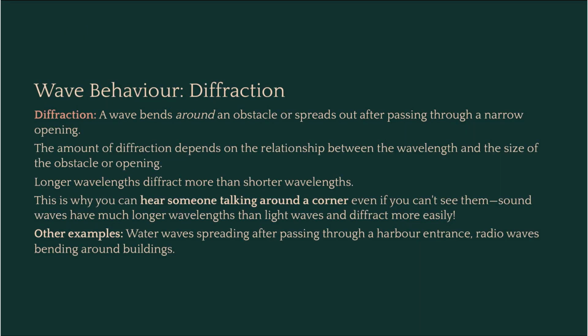Finally, diffraction is a wave's ability to bend around a corner or spread out. This is why you can hear your parents talking in the kitchen even if you're in the living room. The sound waves, which have a long wavelength, can easily bend and spread around the doorway. Light waves have a tiny, tiny wavelength, so they don't diffract as much. That's why you can hear them, but you can't see them.